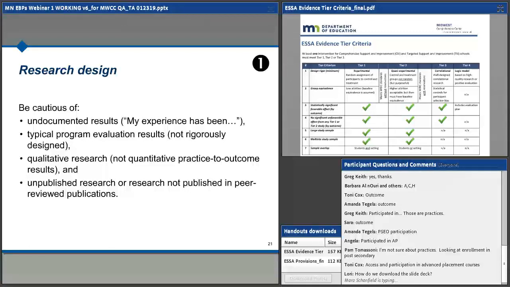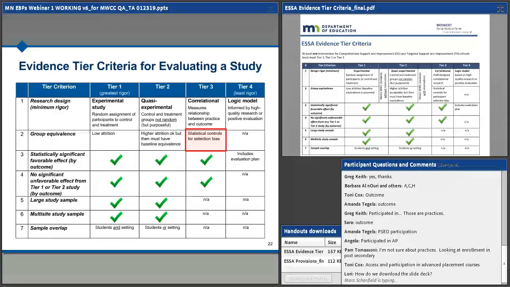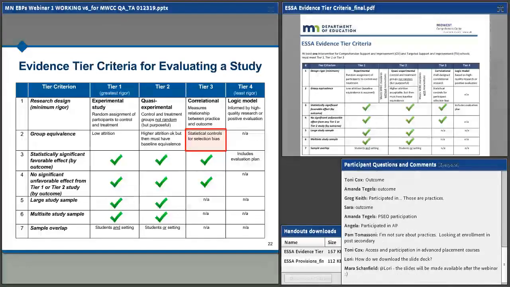Let me see. I'm just scanning the chat rooms to make sure I'm not missing anything important right now. And not seeing anything, I'm going to move on to the second criteria. The slides will be made available after the webinar, just to make note of that.